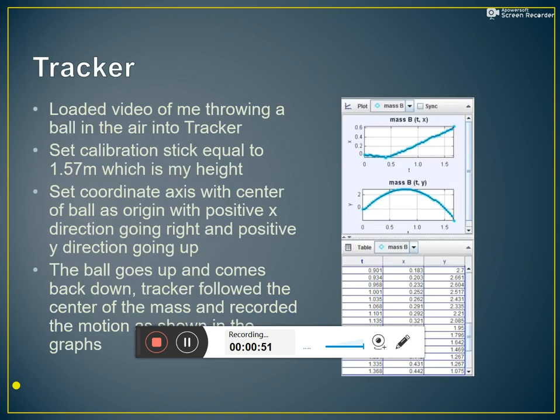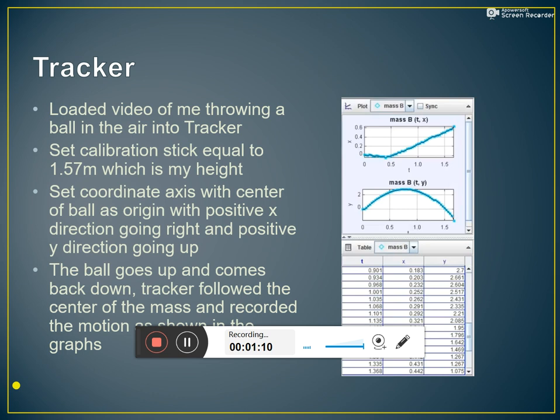So first, I loaded a video of me throwing the volleyball into the air into Tracker, and in order to do this, I set the calibration stick equal to 1.57 meters, which was my height, and I set the coordinate axis with the center of the ball as the origin, with the positive x direction going right and the positive y direction going up, because that's how the motion of my ball went.